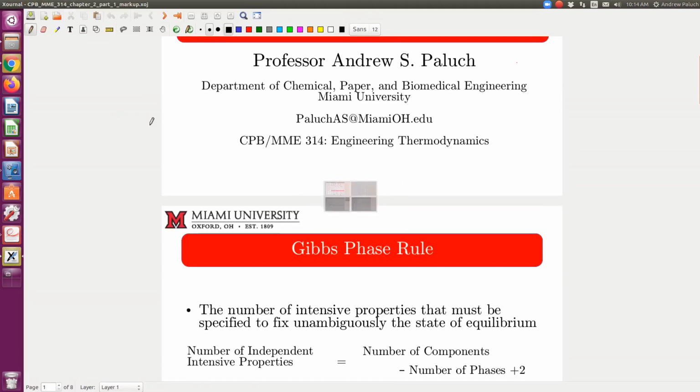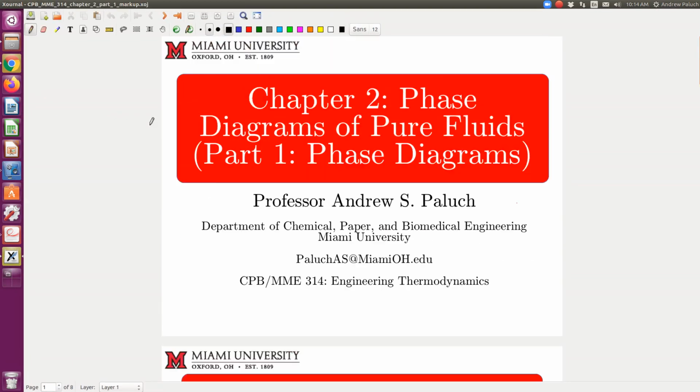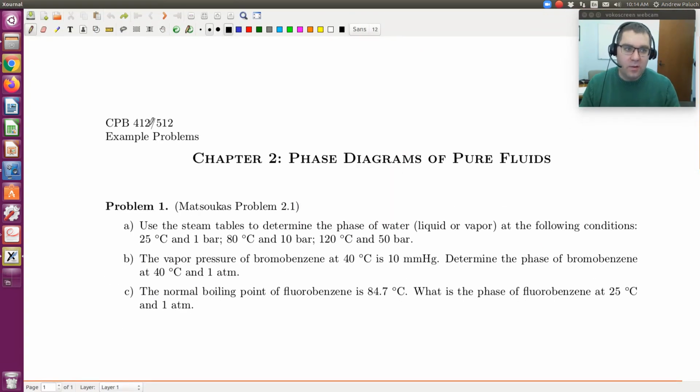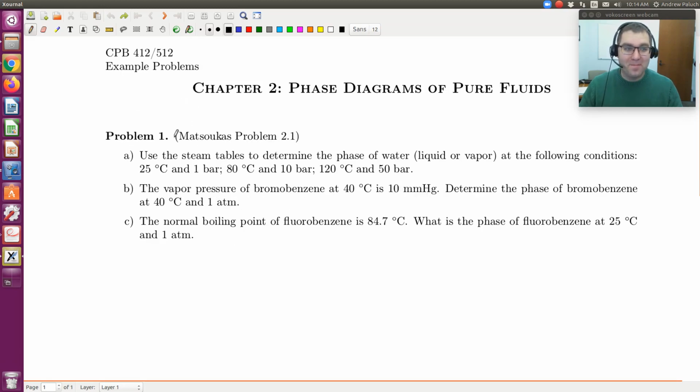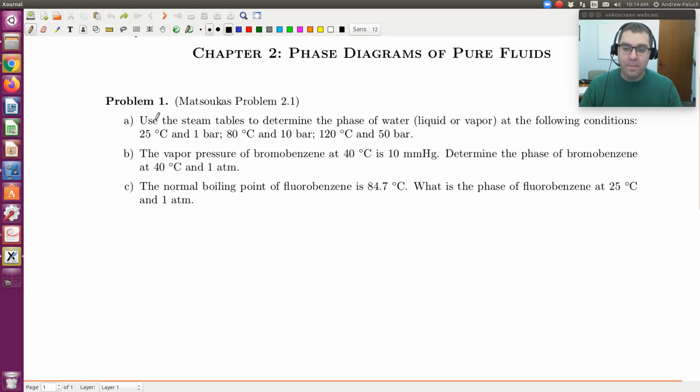The other reference I have up is our lecture notes, part 1, just in case I feel compelled to look at a phase diagram to help me with any of the problems. All right, without further ado, let's give it a try. Problem 1, parts A, B, and C are associated with identifying the phases, and we'll also get some experience looking up data in the steam tables. So here we go.